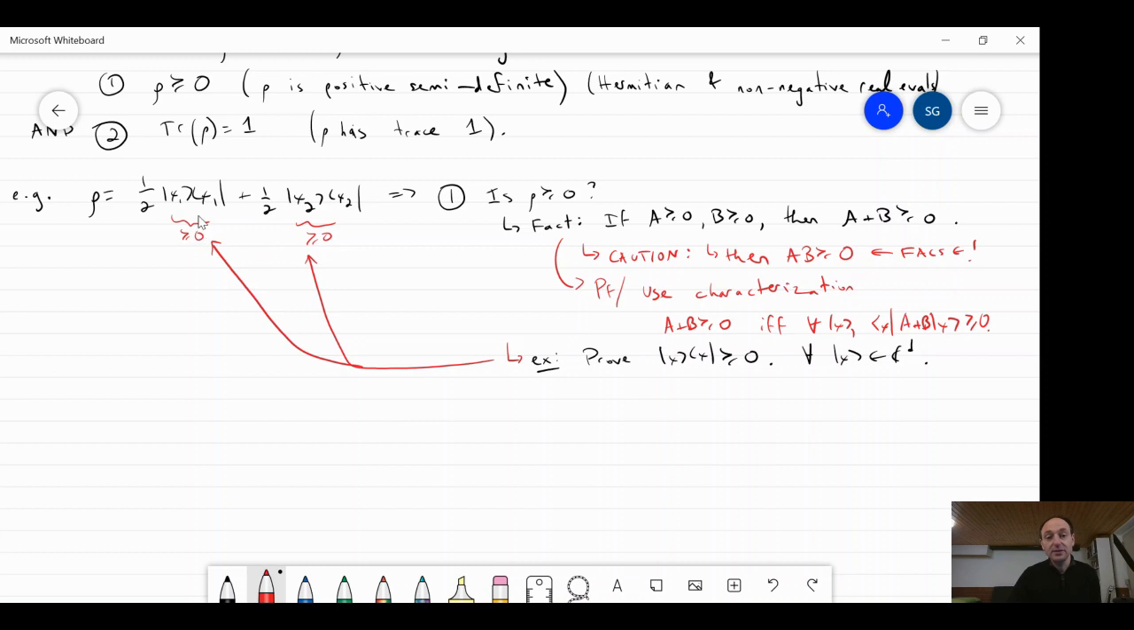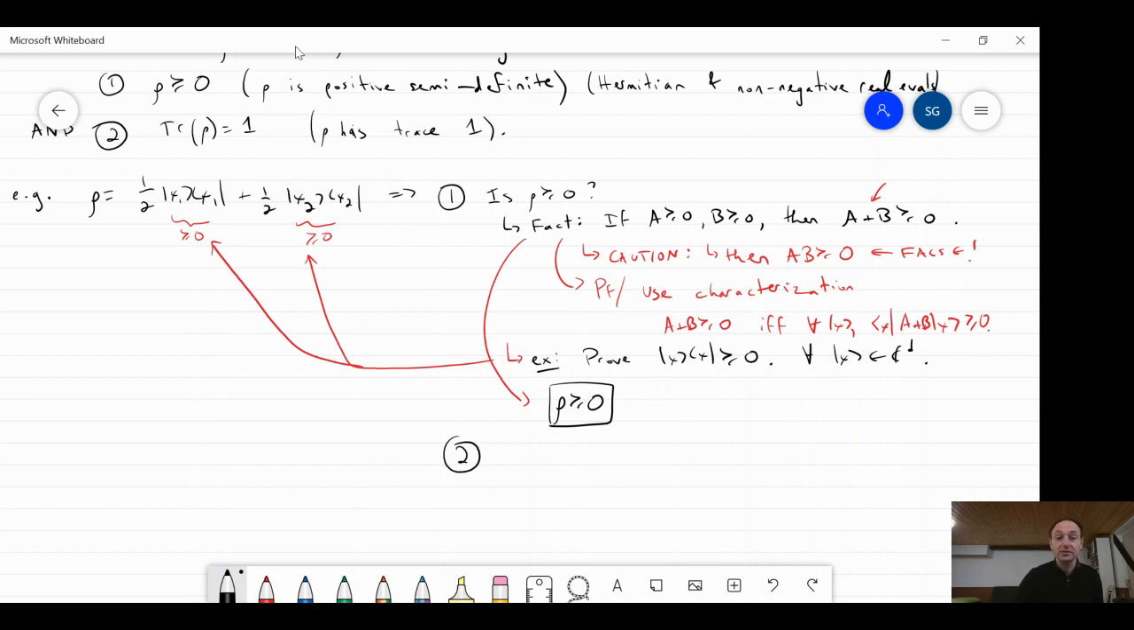Okay, so these two guys are positive, and now you have a non-negative sum. And I should be careful here. Here I really just have a straight sum, I'm not putting in any minuses or anything like that. It really should be a plus. So the sum of them will also be positive by this fact. So by this thing here, rho is positive semi-definite. Okay, good. So the first property holds, that rho is positive semi-definite.